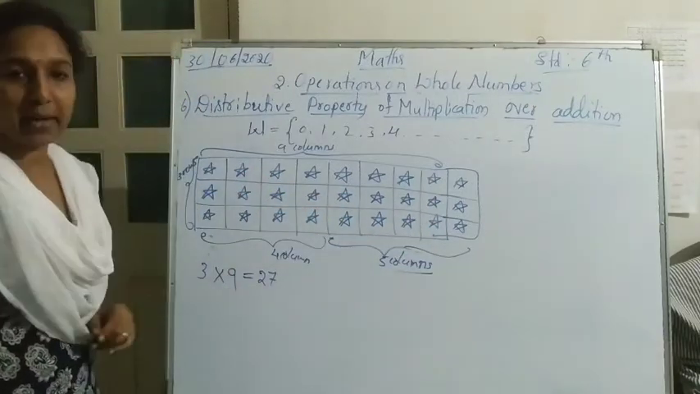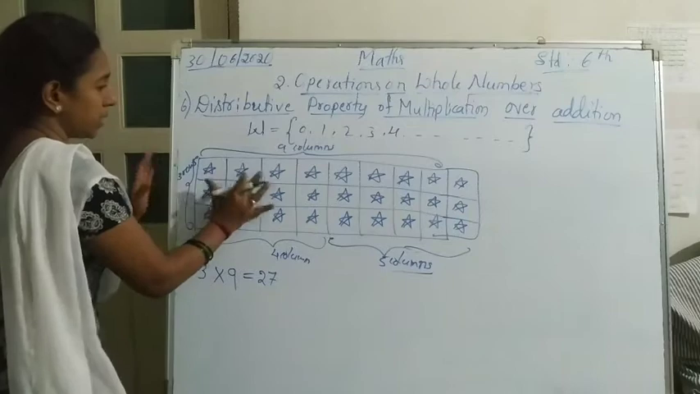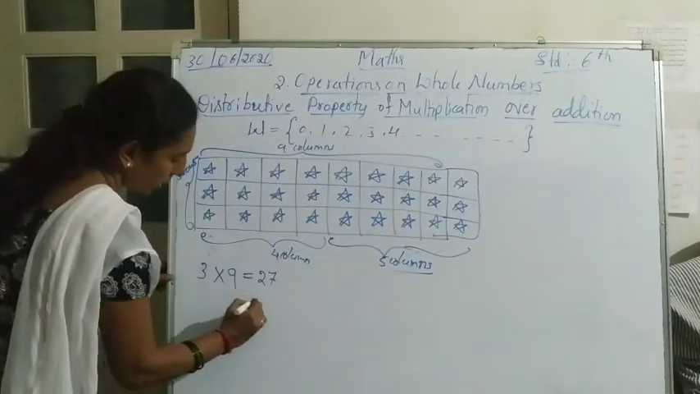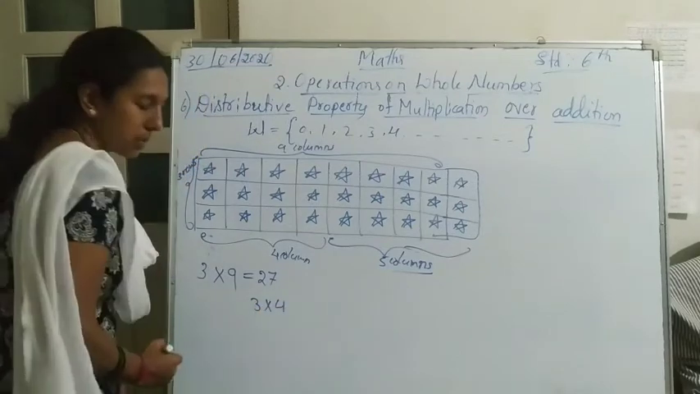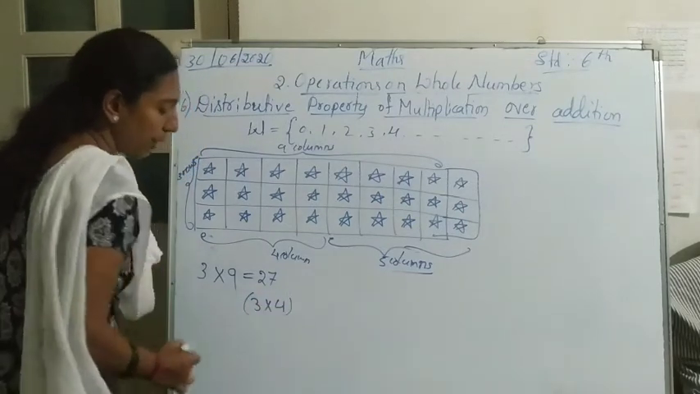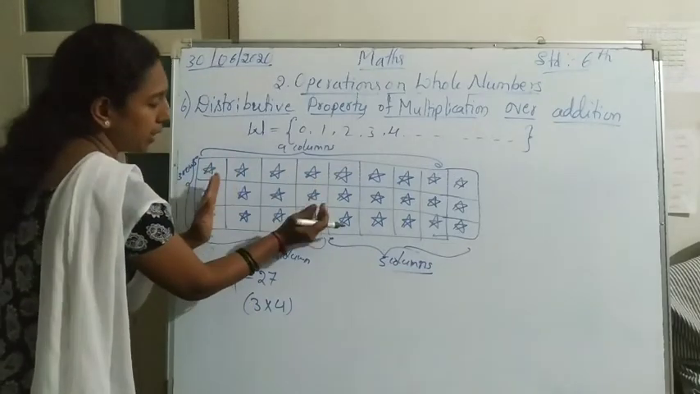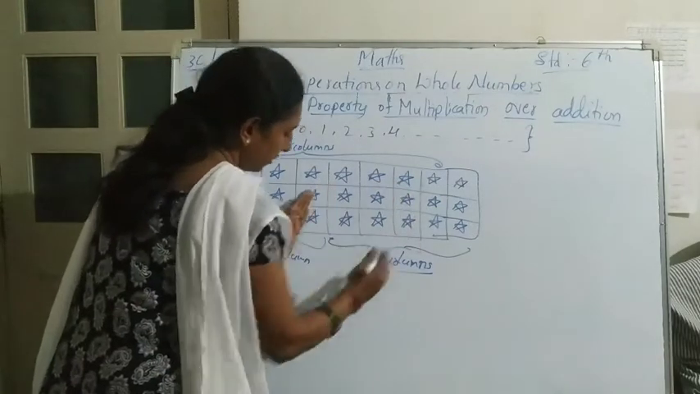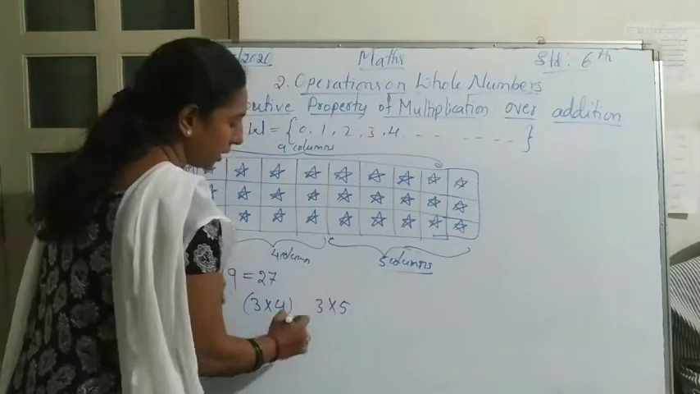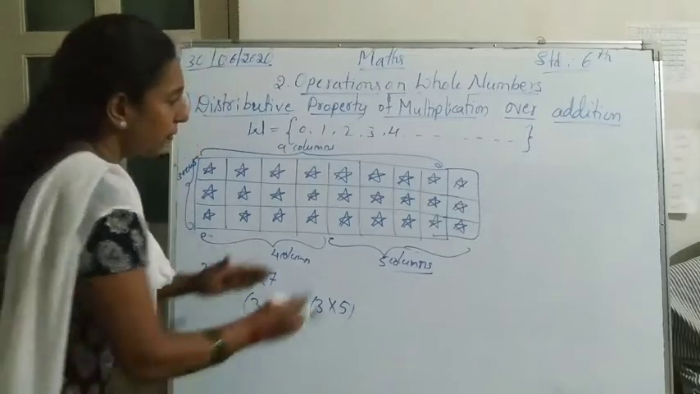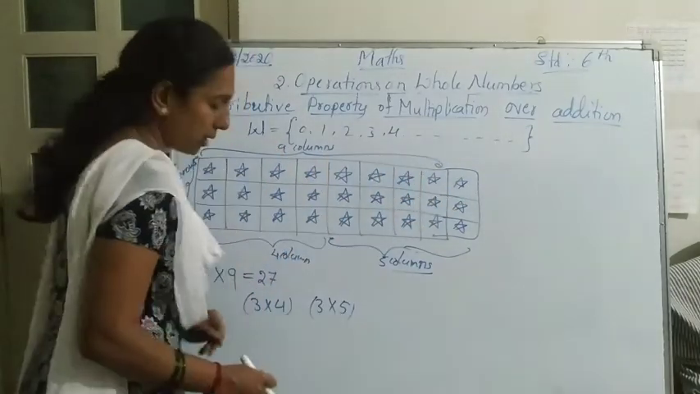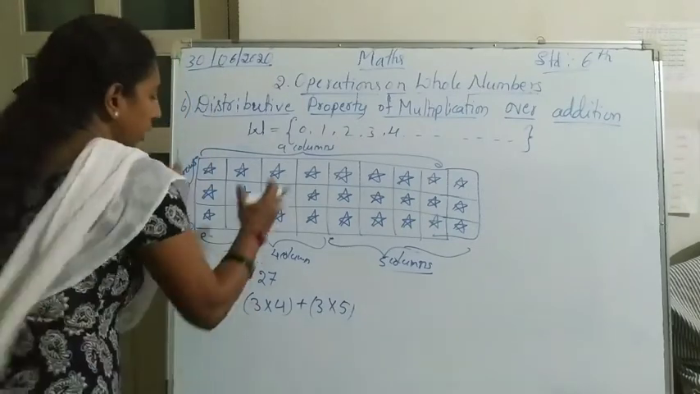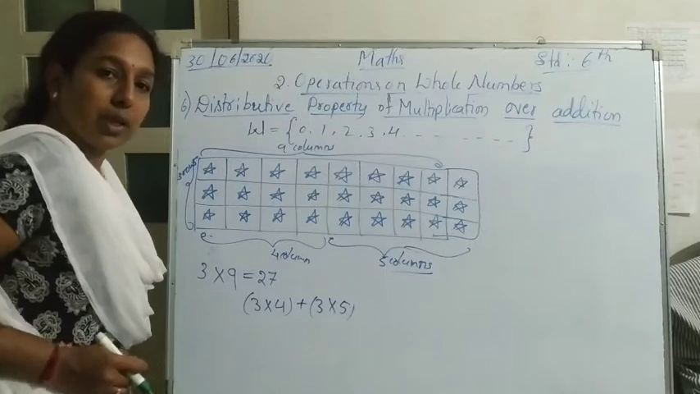So this one how can we write? This one I can write as 3 rows and then 4 columns. I have to multiply to get how many stars are there in this group. And here what should I do? 3 rows and then 5 columns. So 3 5s are 15. Correct? So if I multiply, I will get how many stars are there here. If I add these two, then I will get the total, correct?